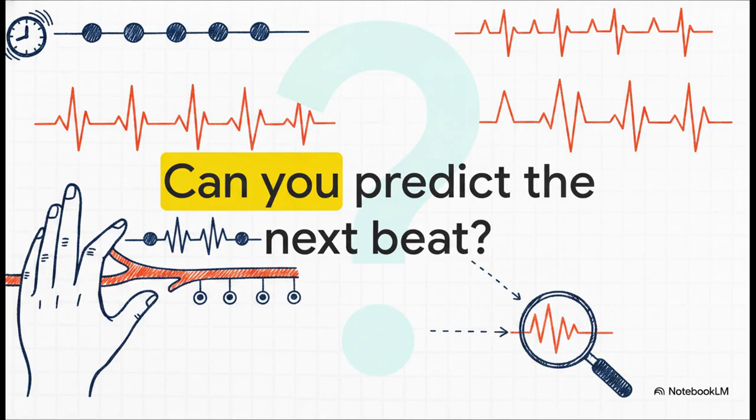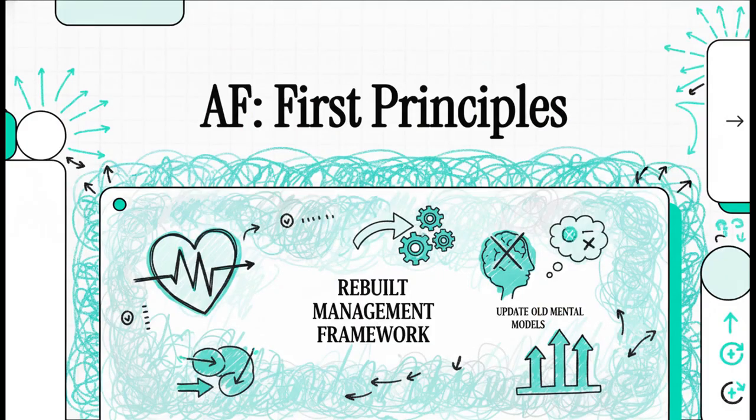What if that pulse is genuinely, mathematically unpredictable from beat to beat? Well, that irregularity isn't just a quirky side effect of the diagnosis. It literally is the entire diagnosis. Welcome to The Explainer. Today, we're tearing down and rebuilding our understanding of atrial fibrillation from first principles.